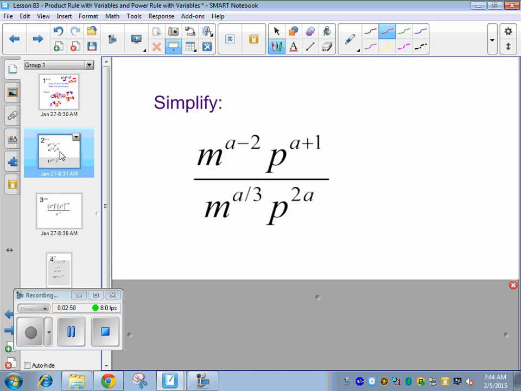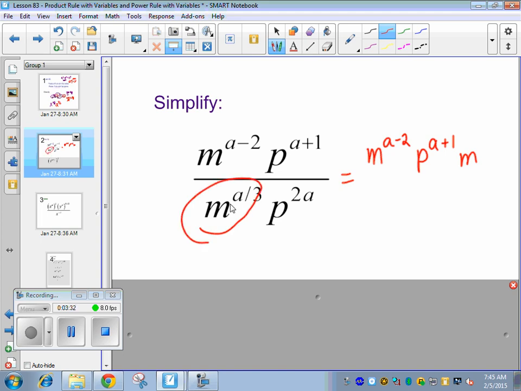So I'm going to write that down. m to the a minus 2, p to the a plus 1, all over m to the a over 3, p to the 2. Alright, so if you have something in the denominator, all we need to do is move it to the top and change signs, right? So it either becomes, if it's negative, it becomes positive, if it's positive, it becomes negative, right? So I'm going to put it all in the numerator first. So my first step is rewrite what I have in the top here. So I'm keeping the top the same.